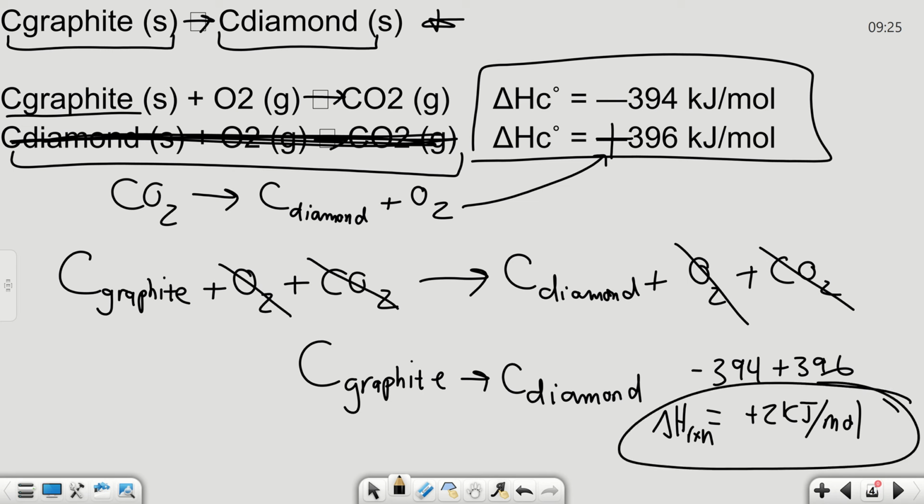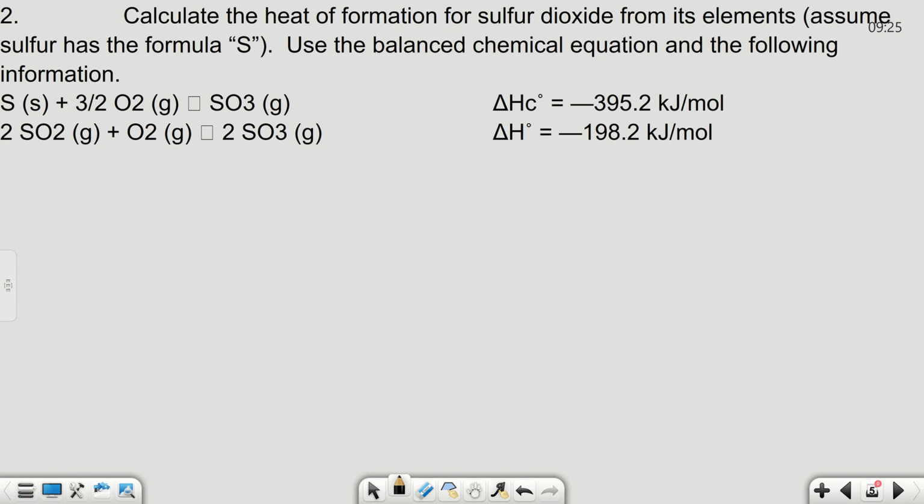That's Hess's law. Okay? All right, let's do another one. This one is saying calculate the heat of formation for sulfur dioxide from its elements. So in other words, I want the formation of sulfur dioxide, which means sulfur dioxide has to be on the product side.